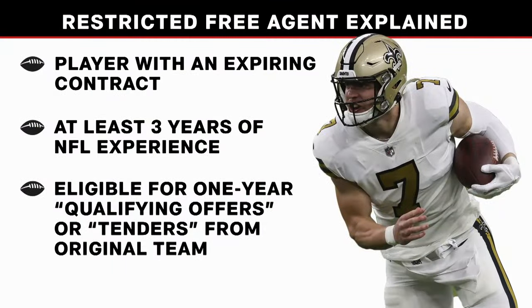In 2016, Denver tagged Super Bowl MVP Von Miller before settling on a payday to the tune of $70 million in guaranteed money. And Kirk Cousins, the free agency legend, signed two consecutive franchise tags in Washington, and that was before his record-setting deal with the Vikings.